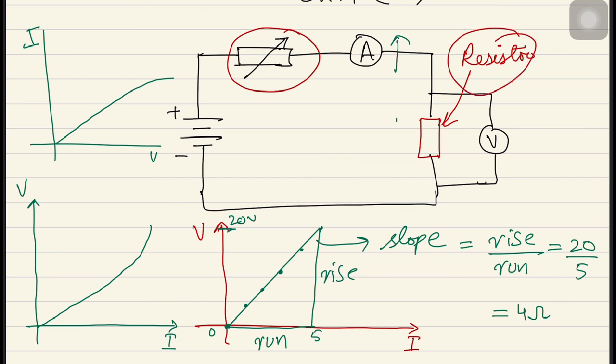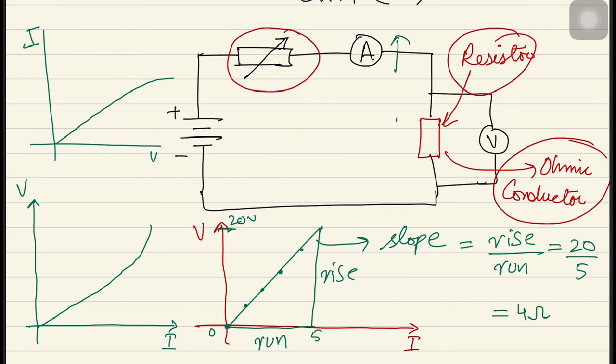So for this resistor, we'll observe such a graph, a straight line. When we increase the current, the voltage increases. When we further increase the current, the voltage increases further. So we can say that this resistor is following the Ohm's law, because as you increase the voltage, the current increases. Or as you increase the current, the voltage increases across the resistor. So this resistor is considered to be an ohmic conductor because it obeys the Ohm's law.